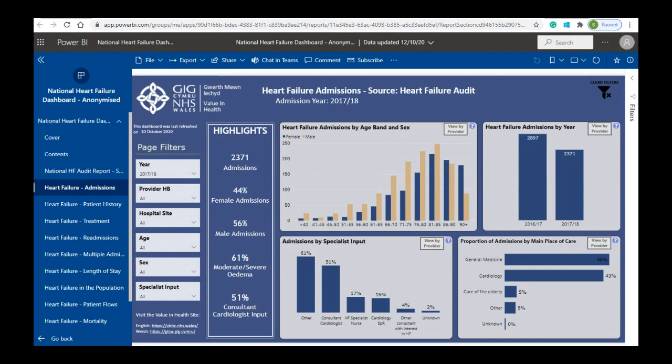Okay, so this slide here, we're back to the admissions, but I just wanted to show how interactive this could be. So we've got filters down the left-hand side of the page that the user can use to explore the data and slice and dice the data as required. You can also click anywhere in the dashboard to filter to any area of interest. For example, if you were interested in patients only treated under general medicine, you could click this bar and all the windows would update accordingly.